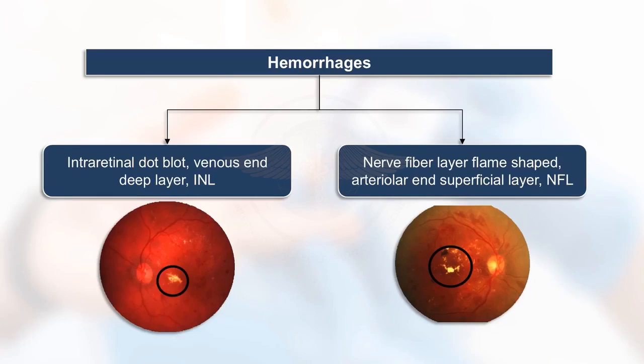And in the nerve fiber layer, there are flame-shaped hemorrhages at the arteriolar end, in the superficial layer, the inner fiber layer. These are the flame-shaped hemorrhages.